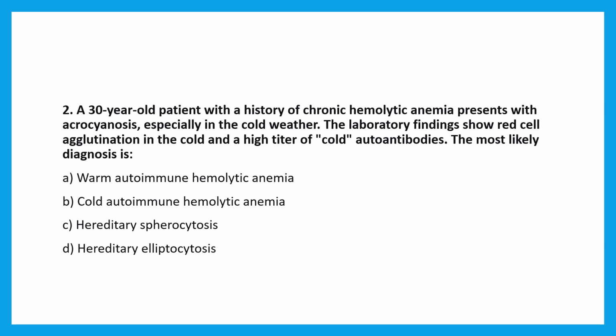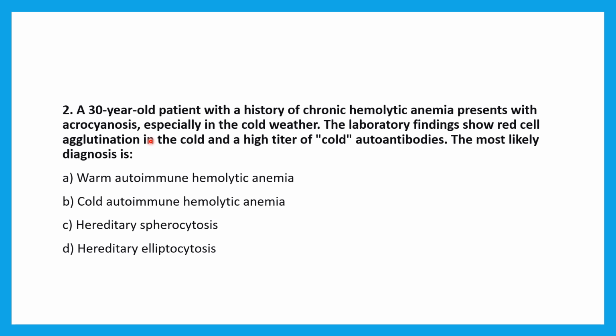The second question: a 30-year-old patient with a history of chronic hemolytic anemia presents with acrocyanosis, especially in the cold weather. The laboratory findings show red cell agglutination in the cold, and a higher titer of cold autoantibodies. The most likely diagnosis is what?